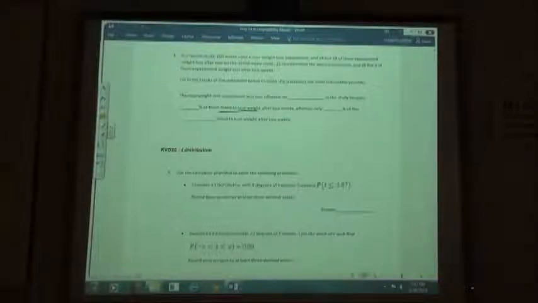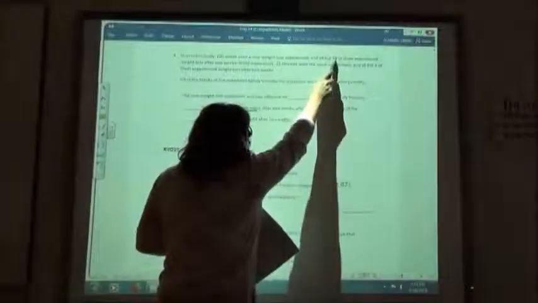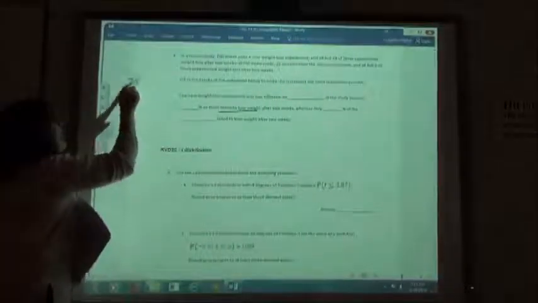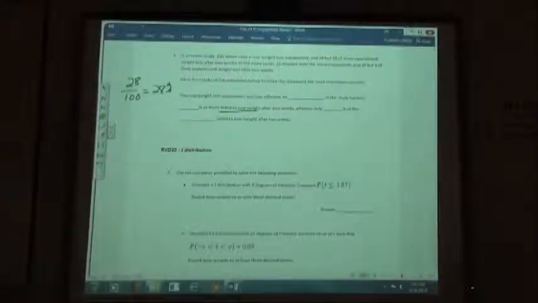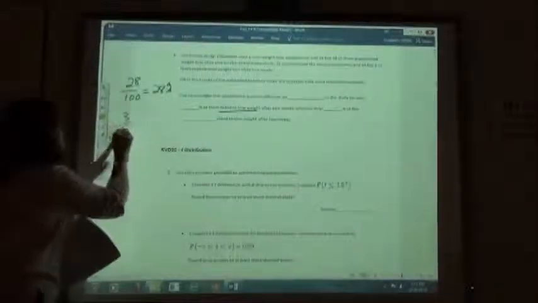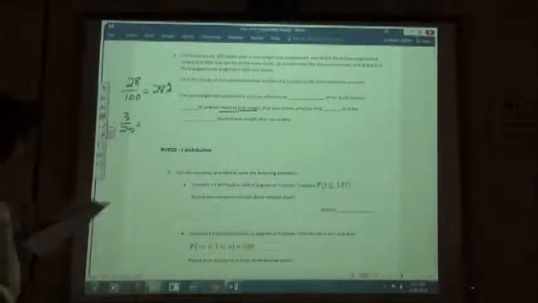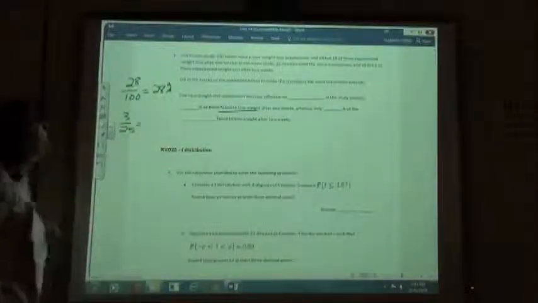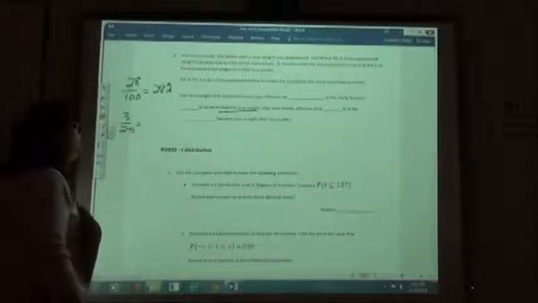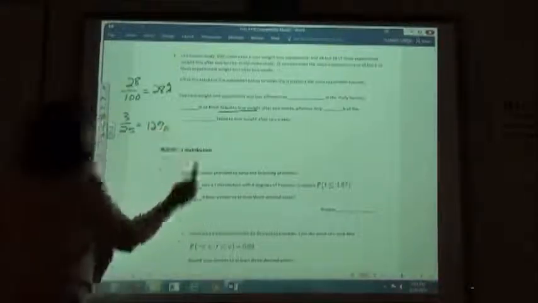So if I'm looking at how many failed to lose weight, for the males, all but 28 of them, so 28 out of 100 failed to lose weight, 28%, right? On the females, all but 3. 3 out of 25 is what percent? 12%. Failed to lose weight.